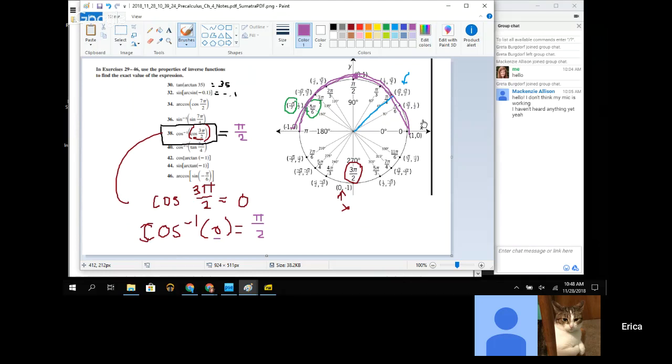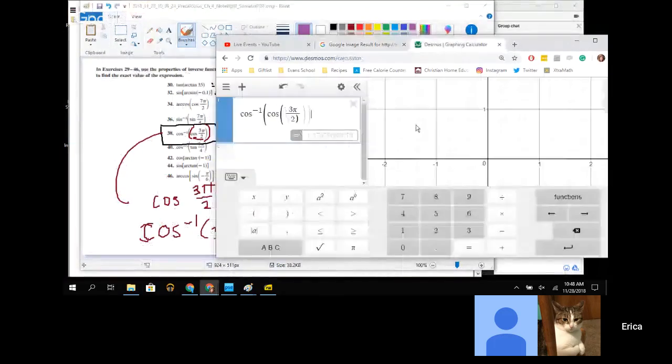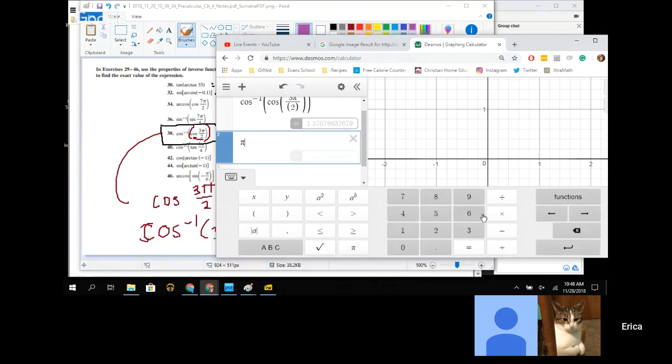And that's why when I plugged it into Desmos, my answer of the inverse cosine of the cosine of 3 pi over 2 is 1.57, which happens to be pi divided by 2, not 3 pi over 2.